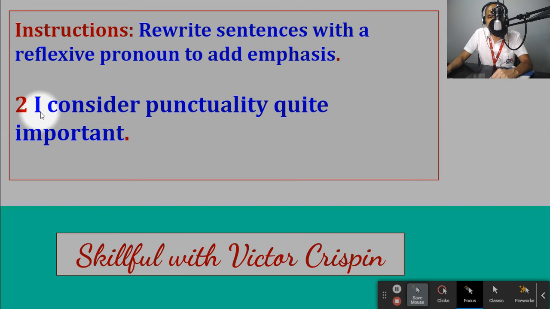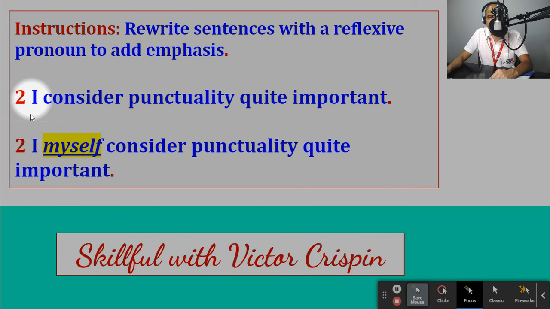The sentence says, I consider punctuality quite important. In this case, the subject is I. Now I need to choose the appropriate reflexive pronoun in order to add emphasis to this sentence. Let's see. In this case, the answer is, I myself consider punctuality quite important. Because I have the subject I, I have to use the reflexive pronoun myself. All right, we're going to continue with number three.